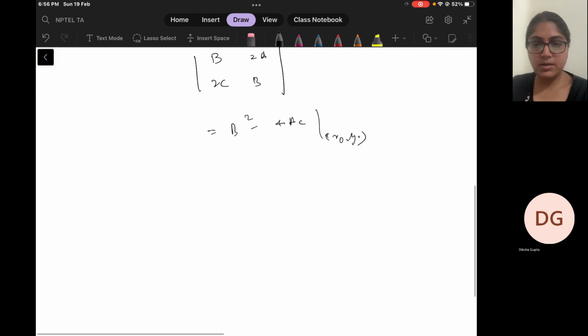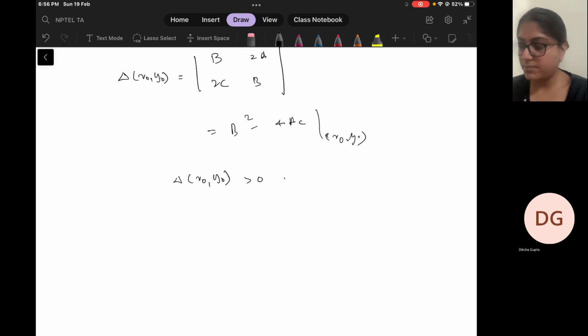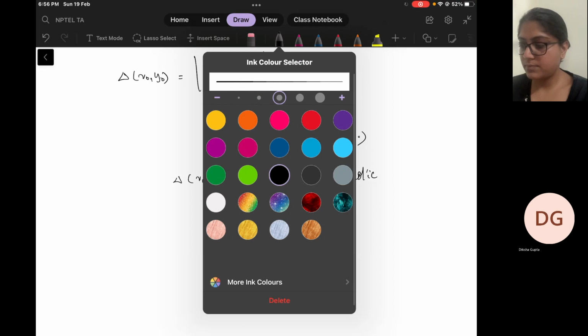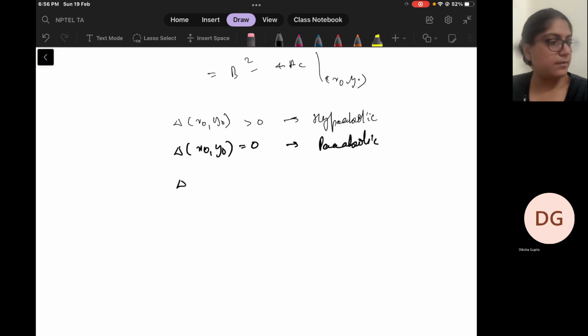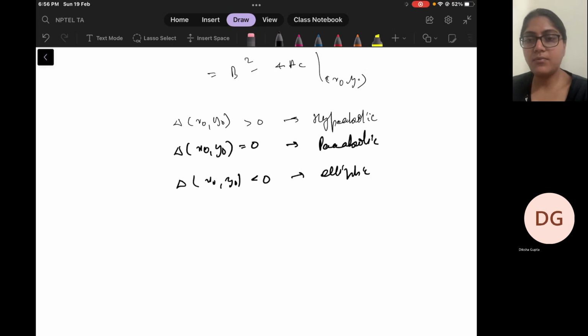The classification of second order PDE is given by the following. If this delta at the point x naught, y naught is greater than 0, then the PDE is called hyperbolic. If delta at x naught, y naught is equal to 0, then it is called parabolic. And if delta at x naught, y naught is less than 0, then the PDE is called elliptic. It should be remarked here that a given PDE may be of one type at a specific point and of another type at some other point. We shall see examples of that.